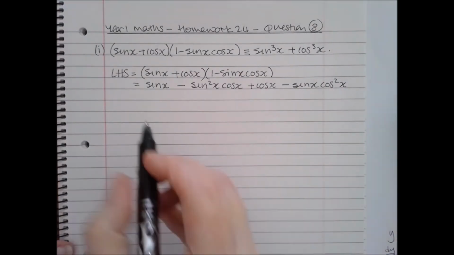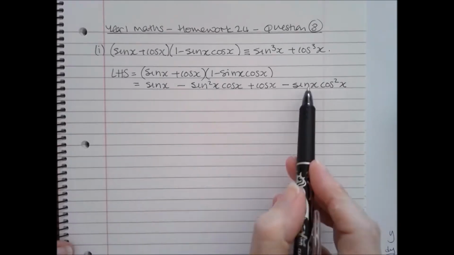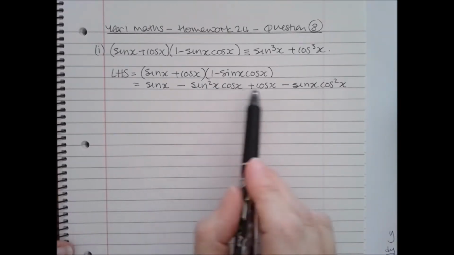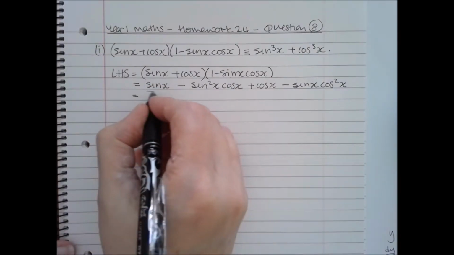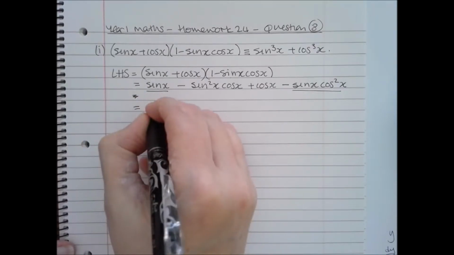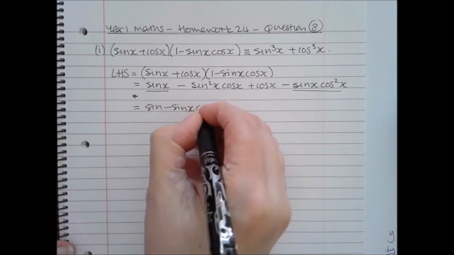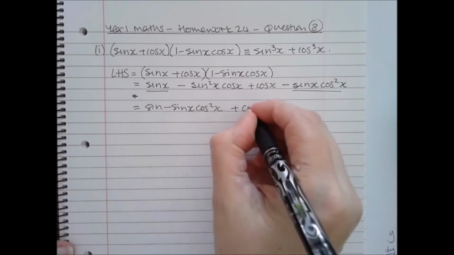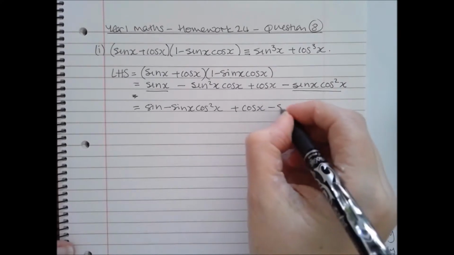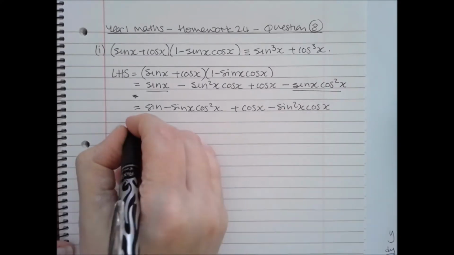Now what I'm going to do is some factorising here. I've got a sine x here and a sine x here, and these two terms have both got a cos x in them. So I'm going to take these two terms to start off with, sine x minus sine x cos squared x, and then these two terms here, I've got a cos x minus sine squared x cos x.